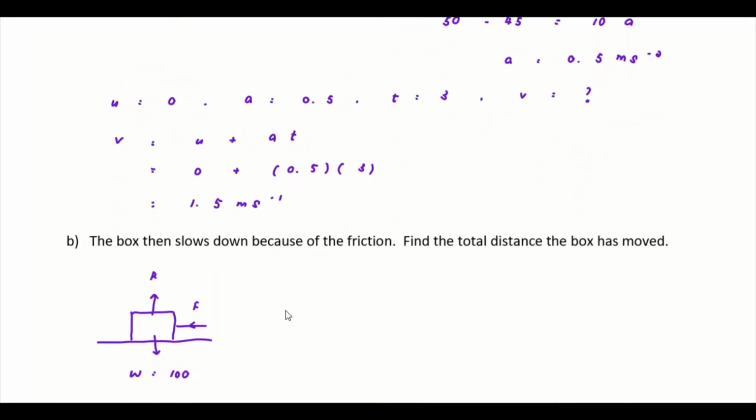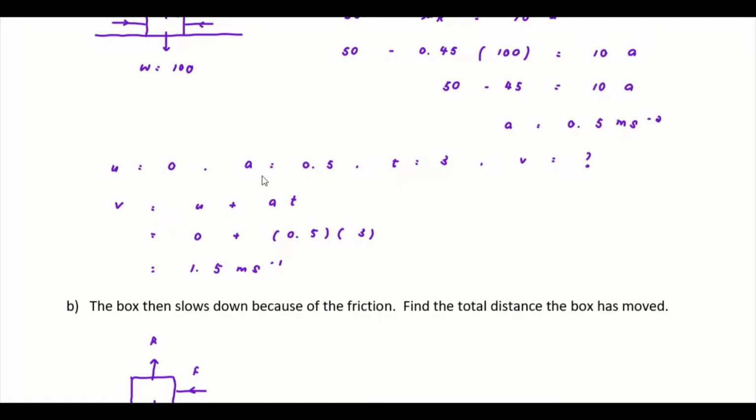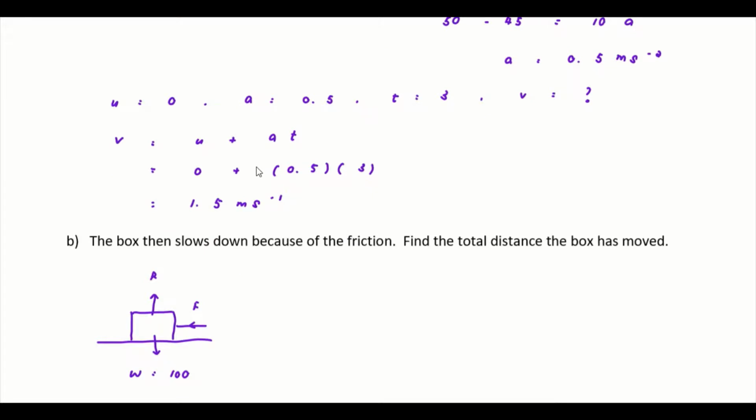Then after that, the box slows down because of the friction. Find the total distance the box has moved. So which means we can try to find the first stage first, because just now we only have the time, the A, the U, and the V, right? We don't have the distance for the first stage where the push is applied. So let's try to find out the first stage first before we find out the new acceleration. So which means let's use the information that we have. So U is equal to 0, A is equal to 0.5, and T is 3. And now we want to find the displacement.